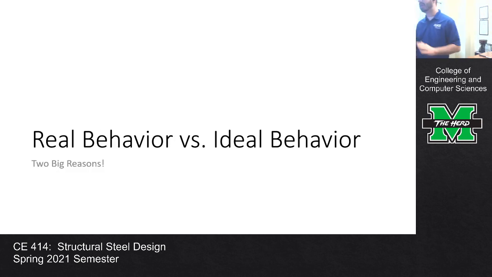Okay. Now, up until now, we're still talking about ideal behavior. We're talking about boundary conditions and our differential equation. Everything up until now has been using our differential equation solution, the pi squared E over L over r squared. We might adjust it for different boundary conditions, but it's still assuming ideal behavior. There is a difference between this theoretical assumed behavior of a column and what's going on in the real world. And in the real world, there are two really big reasons why column behavior deviates from the theory.